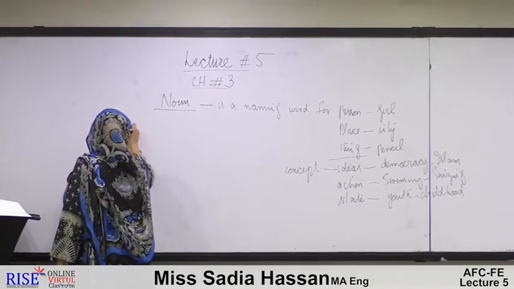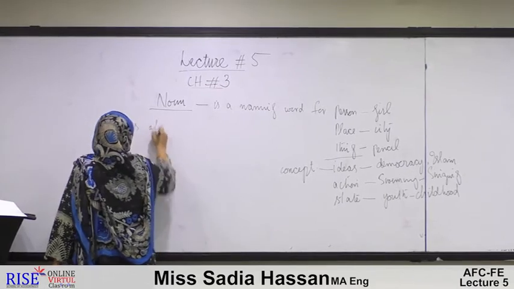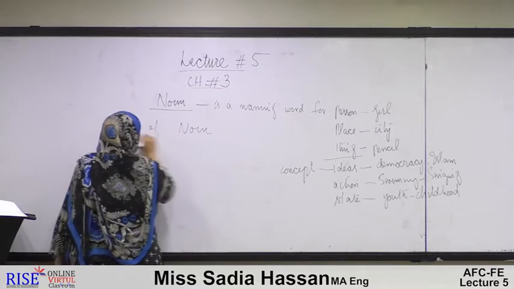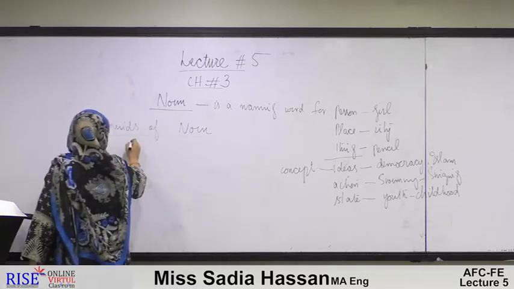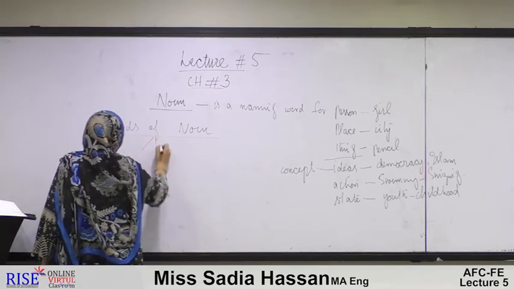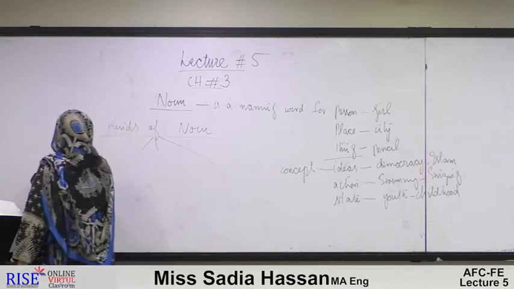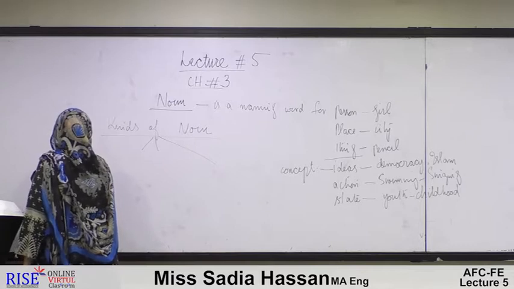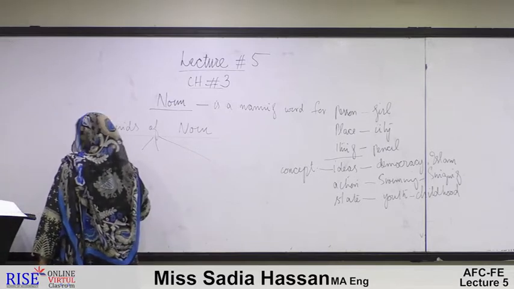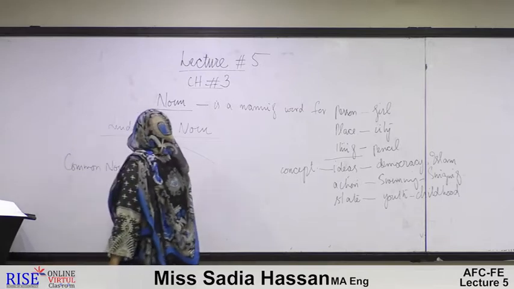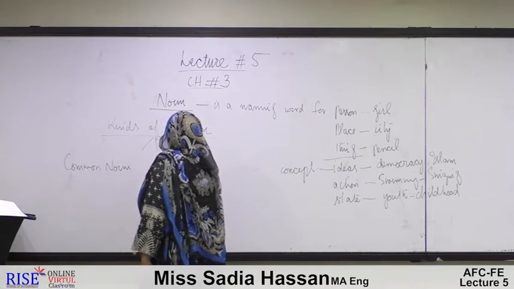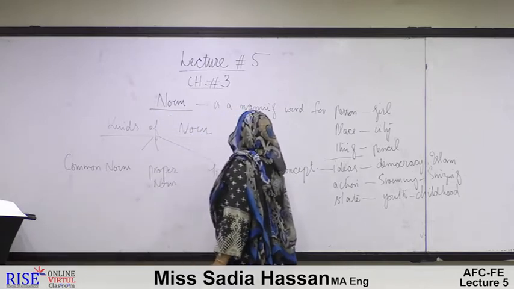As far as the kinds or types of noun are concerned, we have much detail on them. Number 1, we basically have 3 different types of nouns. If we break up noun into types, we see that we have common noun, we have proper noun, and we have title noun.